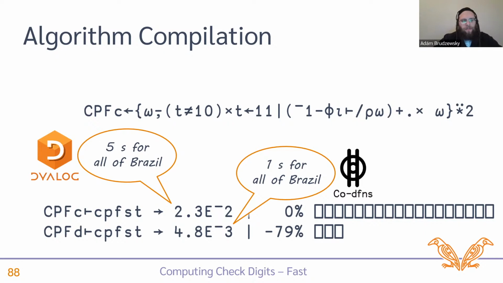So that brings us down to 1 second to compute or check the check digits for all of Brazil. And let's say you had a graphical interface, you click a button to check things. A 1 second delay is acceptable. 5 seconds, maybe not so much without some kind of waiting, spinning thing.